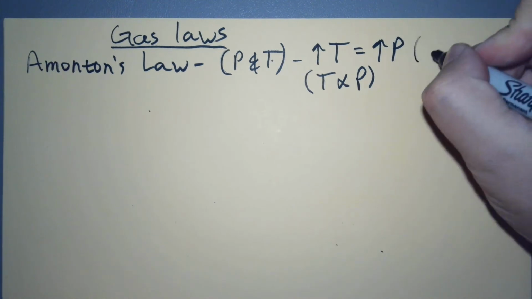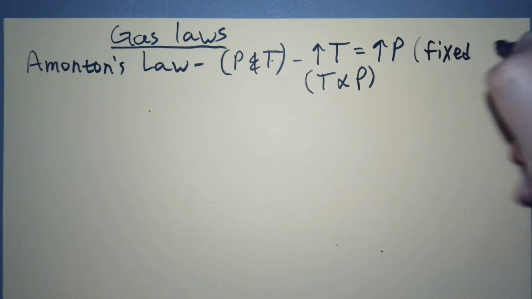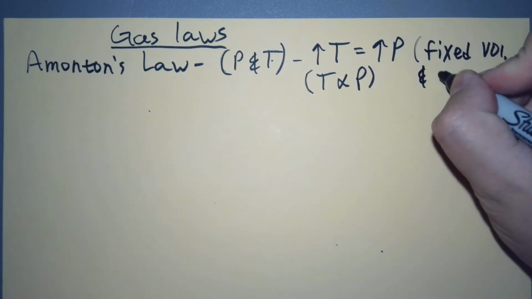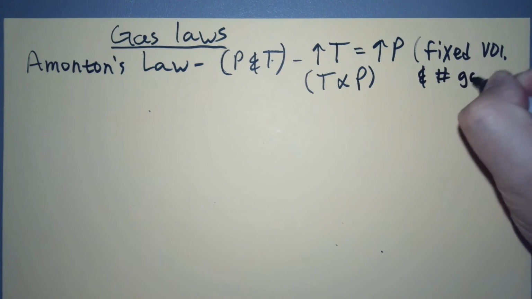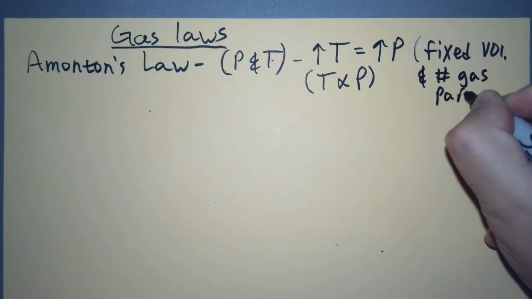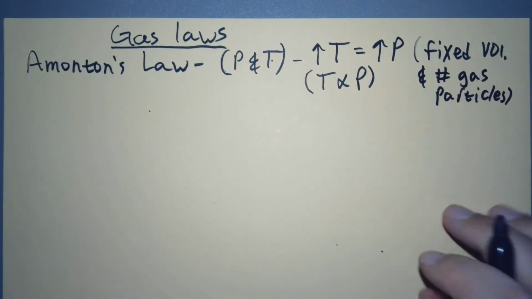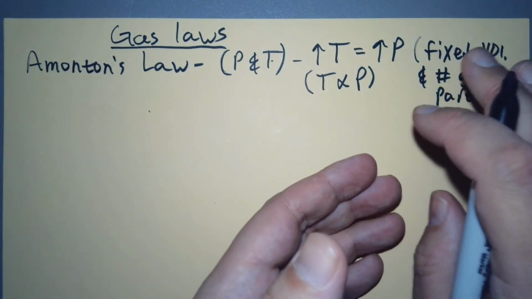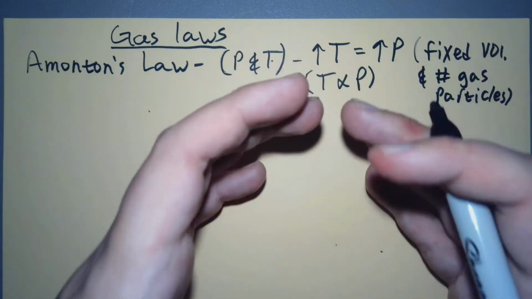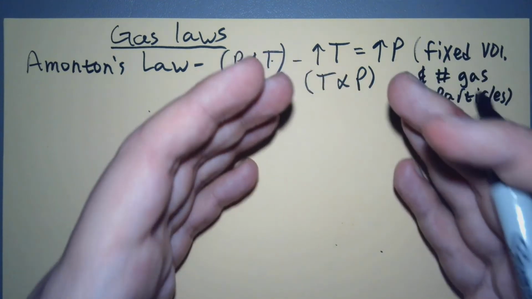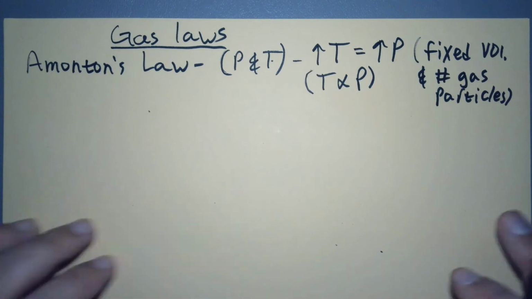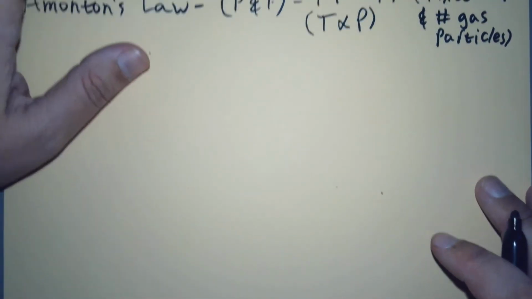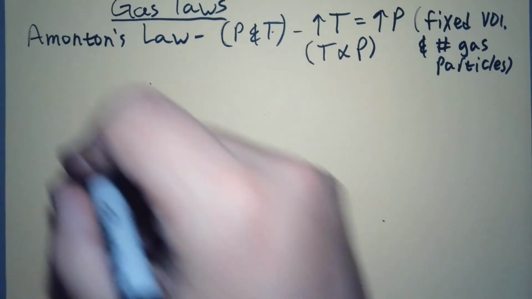And so when he did these experiments, it was a fixed volume, like I said, and fixed number of gas particles as well. So it was really isolating variables. So he allowed pressure to change and he allowed temperature to change. But he didn't change the volume of the container. So he had a solid walled container, did not change in size, and he did not add or remove gas as he heated.